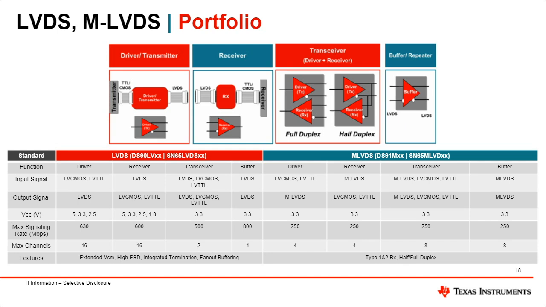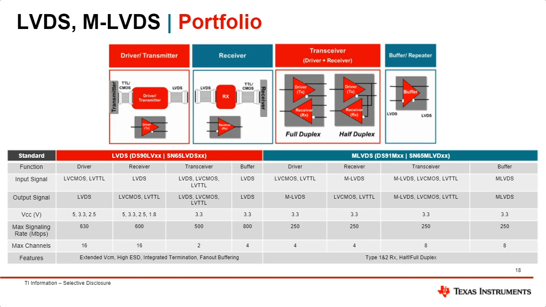Transceivers consist of a driver and a receiver in the same package, and that comes in both full duplex and half duplex configurations. And then lastly, buffers and repeaters that retransmit LVDS. I will also note that, not supported under this portfolio, TI also has LVDS signal conditioning devices that provide equalization for further improved signal integrity as well.